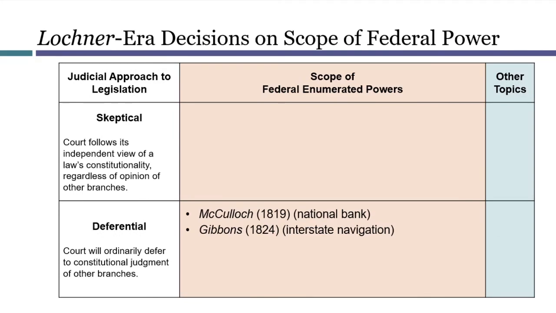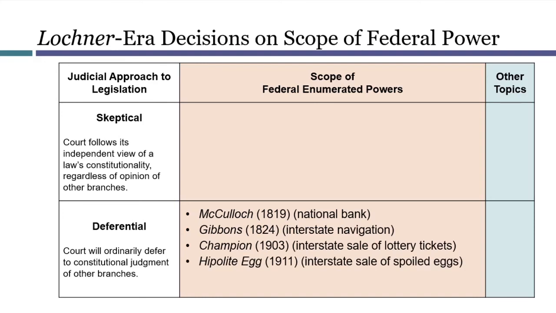The McCulloch idea did not completely go away during the Lochner era. In fact, during this time, many federal regulations were upheld in some opinions that were quite consistent with McCulloch and Gibbons. These included decisions upholding a federal power to ban the interstate shipment of a number of items, including lottery tickets, spoiled eggs, and prostitutes.